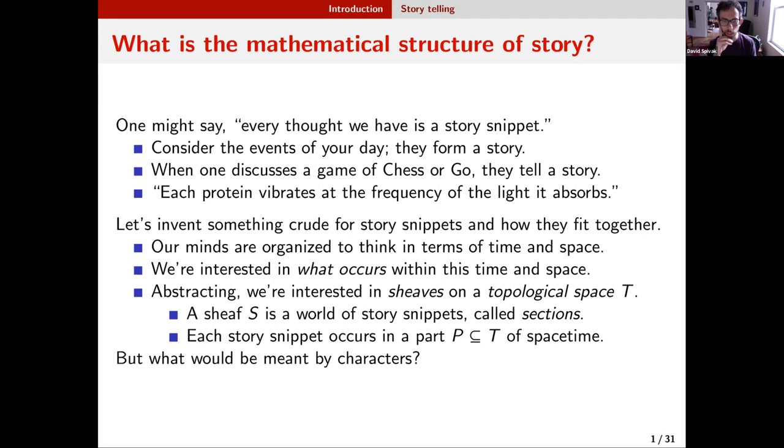Every story snippet, like this slide, is occurring in some part of space-time, although maybe Zoom makes it less obvious what space-time should be. But just classically, maybe you would think every story snippet occurs in some part of space-time. But the question for today is what would be meant by characters in this story from this mathematical perspective?